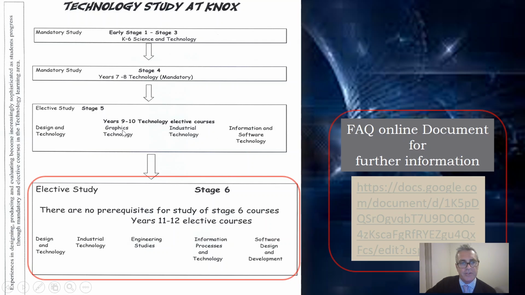So if you completed any of the TAS courses in stage 5, you would have studied design and technology, graphics technology, industrial technology, or perhaps information and software technology. That's the computing strand. These are the two areas that it leads into in stage 6, and Mr. Bailey was dealing with that. So we'll be focusing for this presentation on our first three courses across here: Design and Tech, Industrial Tech, and Engineering Studies. So hopefully we'll address some of the issues there.